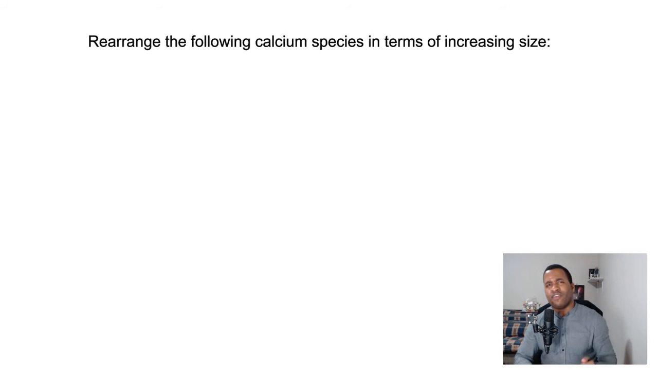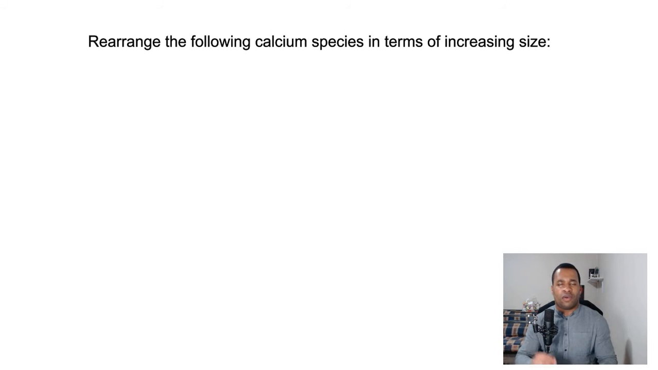So let's dive into this particular question that tells us to rearrange the following calcium species in terms of the increase in size. And you're wondering, what are the calcium species that we are going to be dealing with? Don't worry, it's not going to be involving isotopes. It's going to be mainly involving change in the number of electrons, and you want to be aware of that.